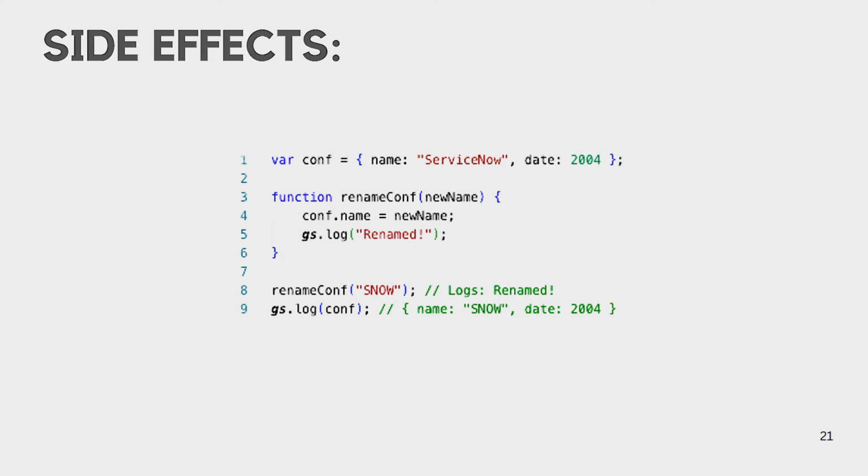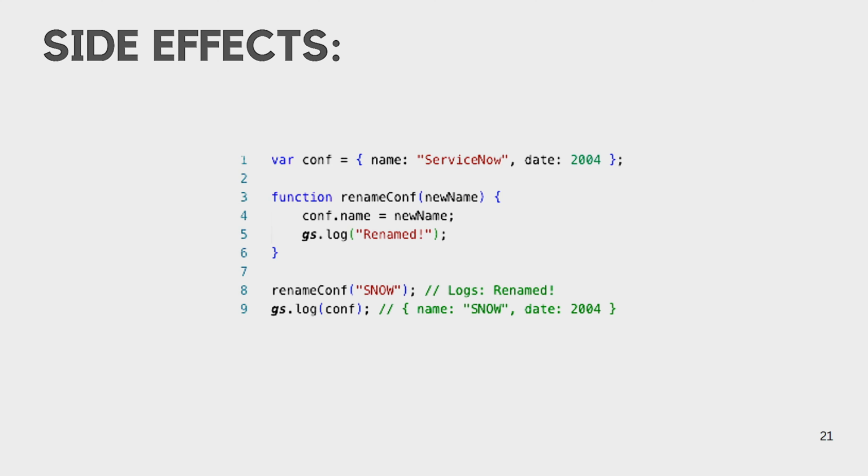Here's a function with some side effects. I've got this object conf, it's got a name, it's got a date, and then I have a function called rename conf. It takes in a new name, and the first thing it does is assign this new name to be the value of conf.name. Warning, side effect. This is our first example of a side effect because it's changing something in the world. It's changing that conf object that I have declared earlier. That's outside of the function, but it's not a return value.